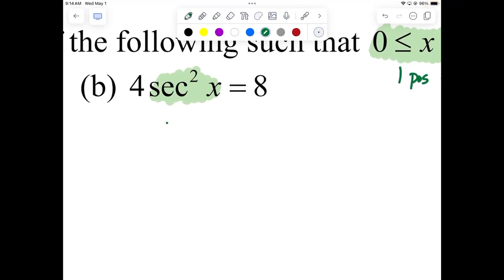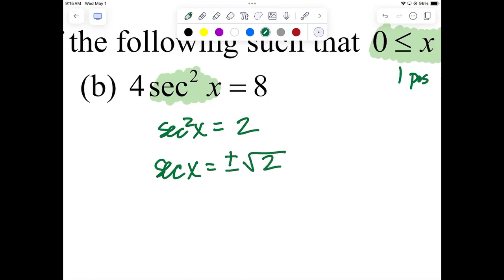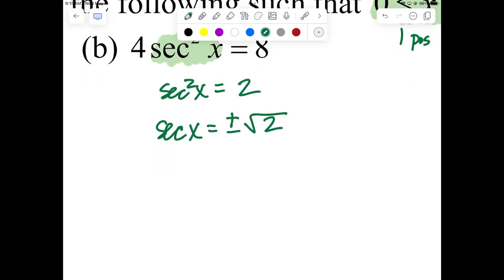Just solve, right? So I want to keep secant squared of x on the left. I'll divide through by 4 and I get 2. And now I'll take the square root of both sides. And what do we have to remember to do when we take the square root? Plus or minus. If you forget that, you're going to lose half of your solutions. That's no good.